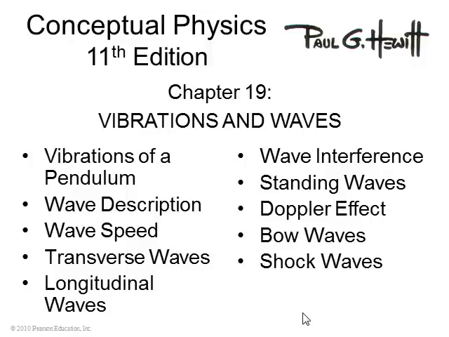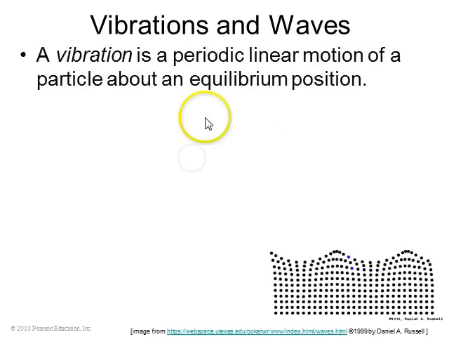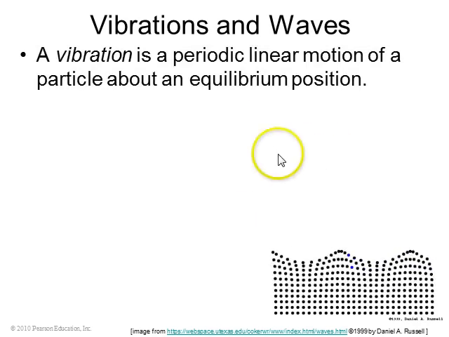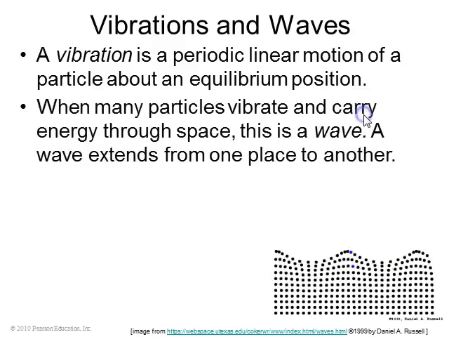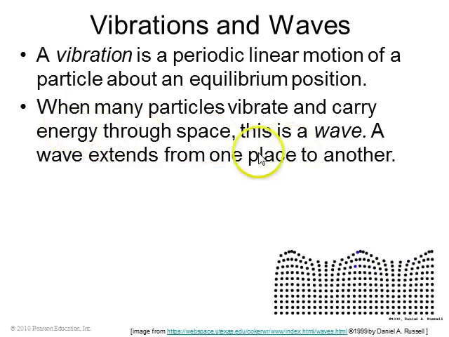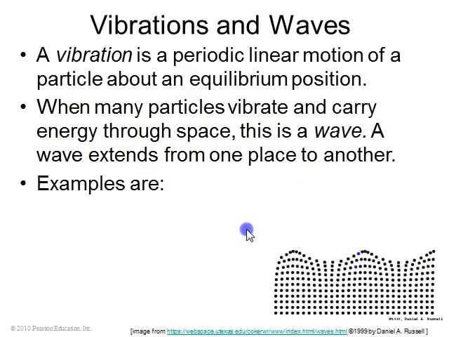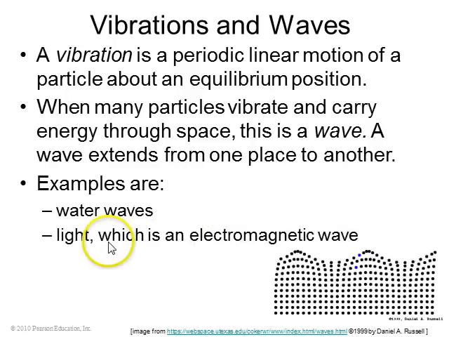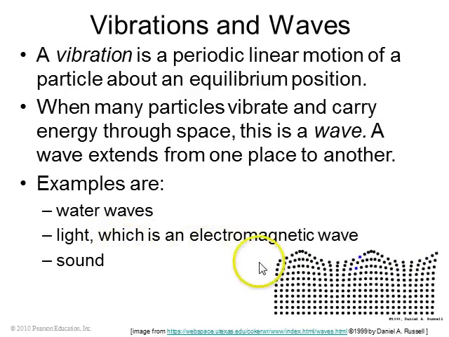Okay, chapter 19 is on vibrations and waves. So a vibration means something's moving back and forth periodically about an equilibrium position. And when many particles are vibrating and connected to one another, you can get a wave which moves energy through space, like water waves or light waves or sound waves.